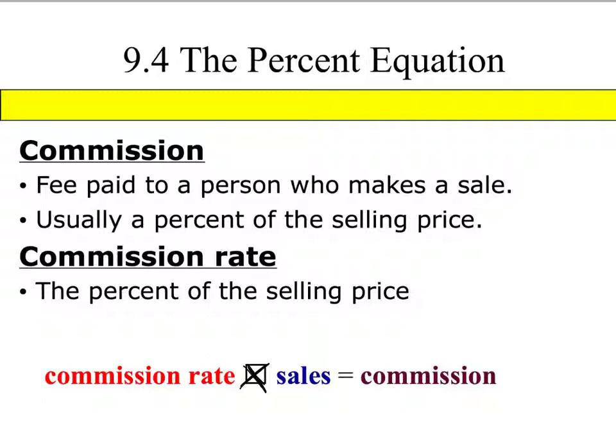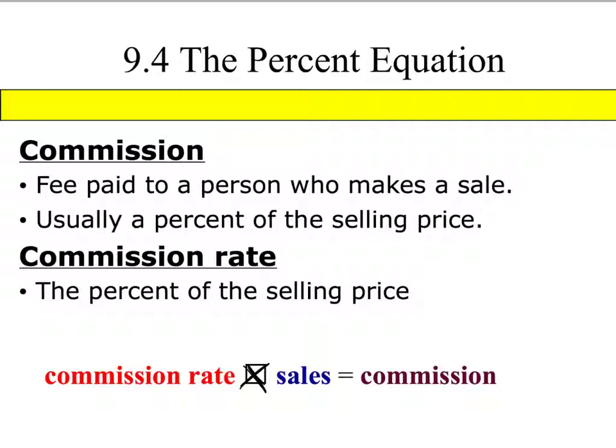All right. So commission. A commission is a fee paid to a person who makes a sale. Usually it's a percentage of the selling price. A lot of salesmen get commission. If you look at car salesmen, realtors, they get a commission of what they sell. Okay, so they get a percentage.